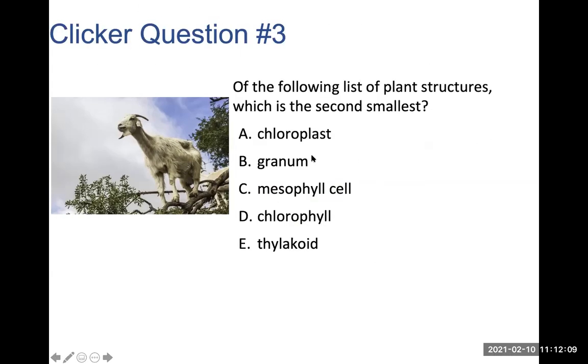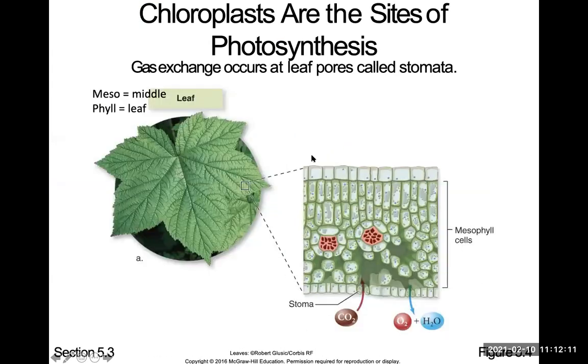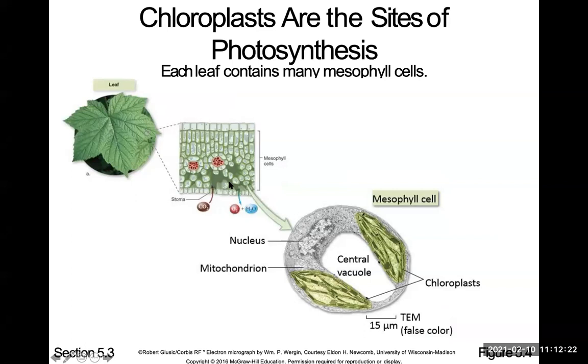Going back. This is what I'm talking about. You see the mesophyll cells. These are the biggest ones so far, right? We need the second smallest. Then you also see the chloroplast on here. Zoom in on the chloroplast.